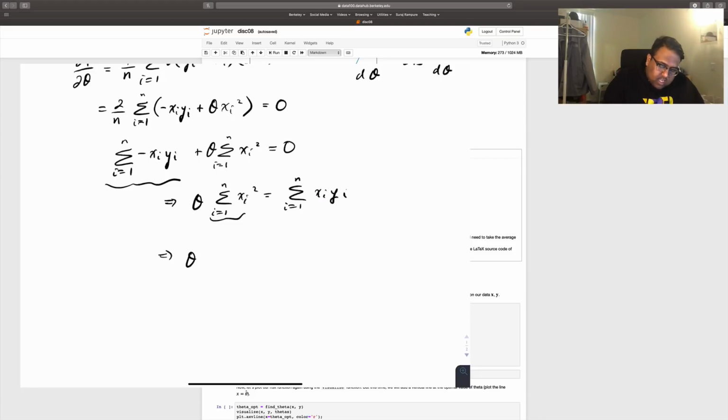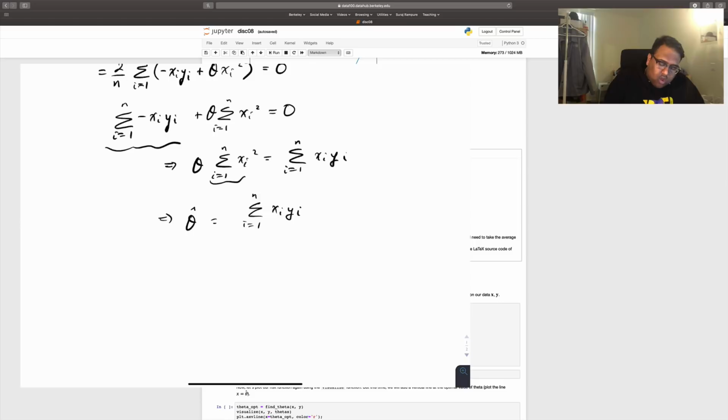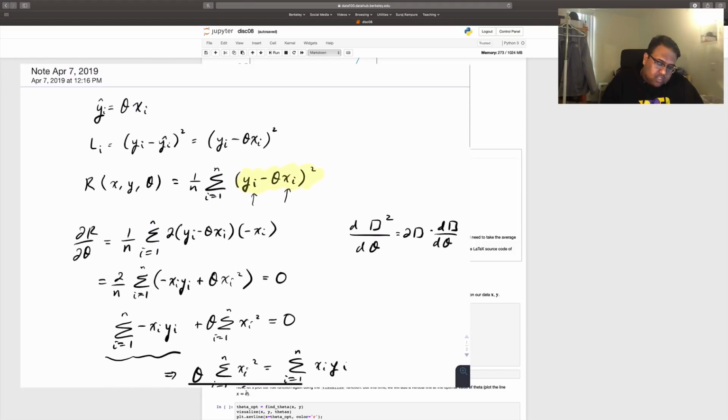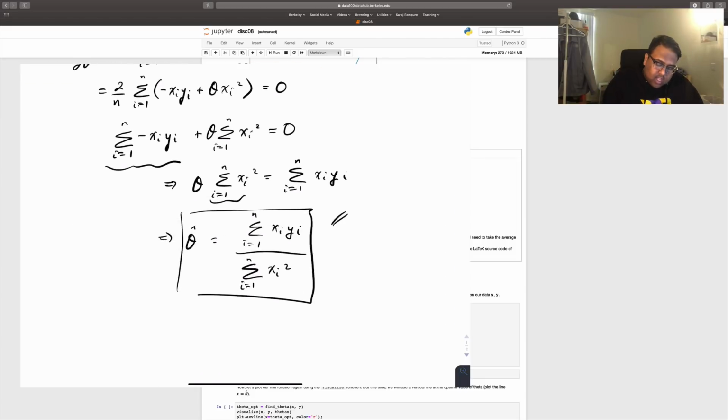So that gives us that our theta optimal, or we can just say theta hat, is equal to the sum of the dot product, you can think of it as our x vector and our y vector, over the sum of the squares of our x values. So in this specific case, when we're using the L2 loss function, or average L2 loss, and our model is theta times xi, this right here is the solution for the optimal theta.